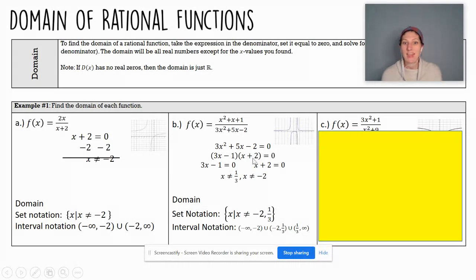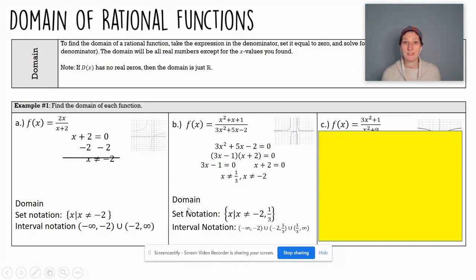So this quadratic can be factored. I set each factor equal to 0 and solve for x. Now these are the values that x cannot be. For if you were to plug this in for x, you would be dividing by 0.